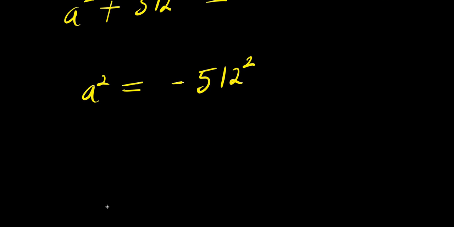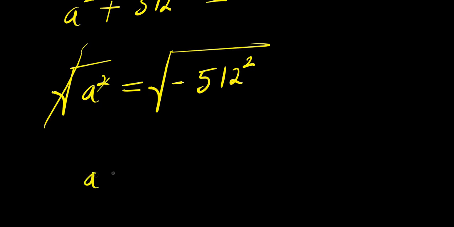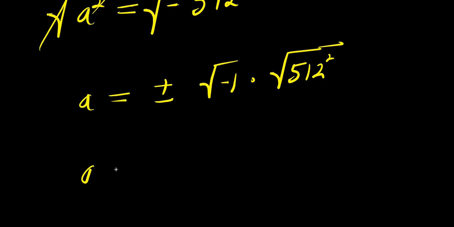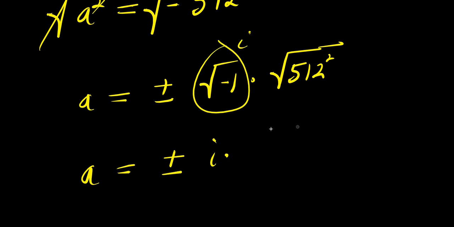Now we are solving for a, so I take square root of this. I take square root of this. This eliminates this, so I have a equals, this is plus or minus square root of negative 1 times square root of 512 to the power 2. So from here we have a equal to this plus or minus square root of negative 1 is I. We have I times this, since this will cancel this, we have 512.